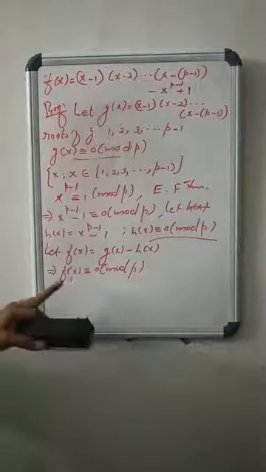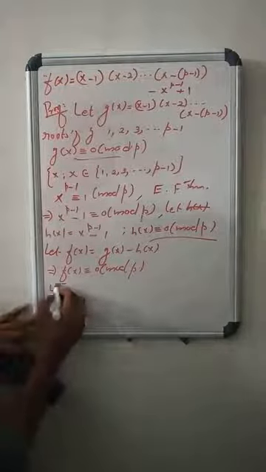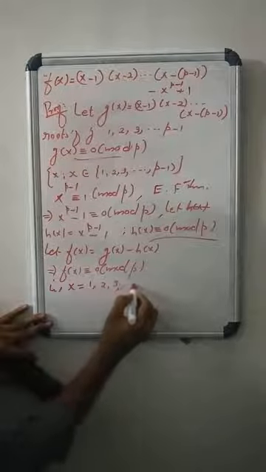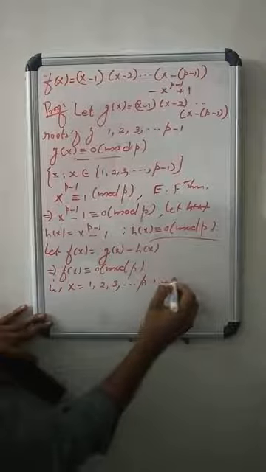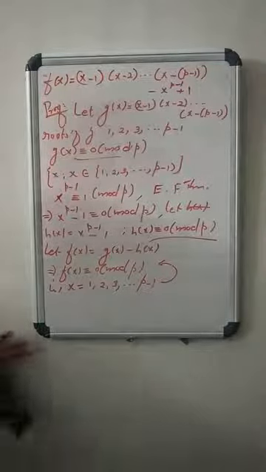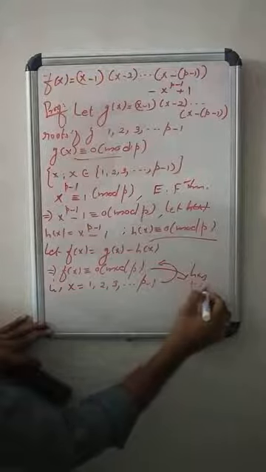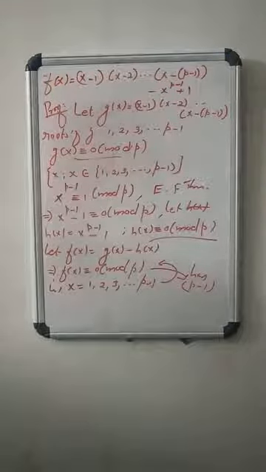Okay. f of x congruent to 0 mod p. That is, x equals 1, 2, 3, etc. to p minus 1. That means x equals 1, 2, 3, etc. to p minus 1 should satisfy the relation f of x congruent to 0 mod p. That means f of x congruent to 0 mod p has how many solutions? p minus 1 solutions. Yes, p minus 1 solutions.